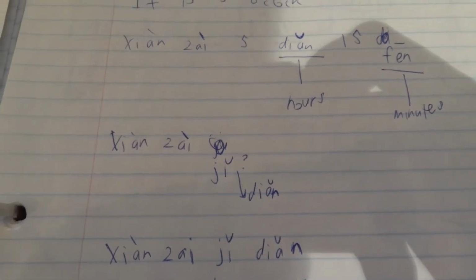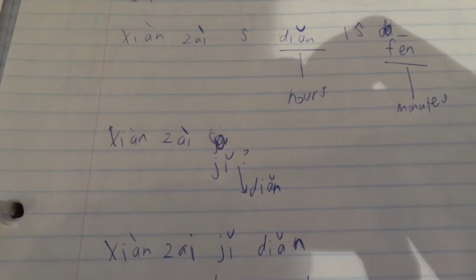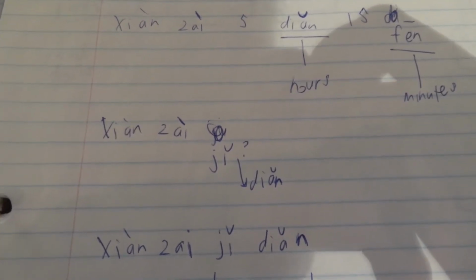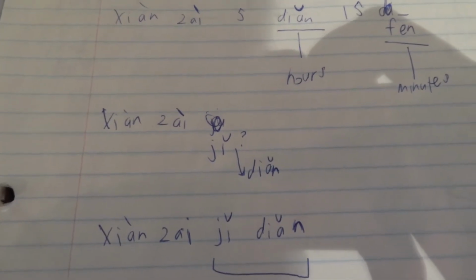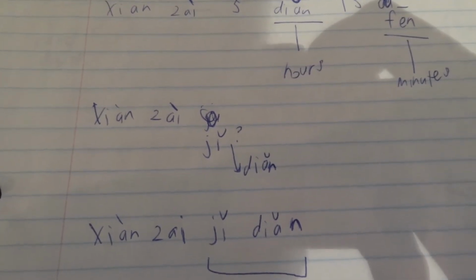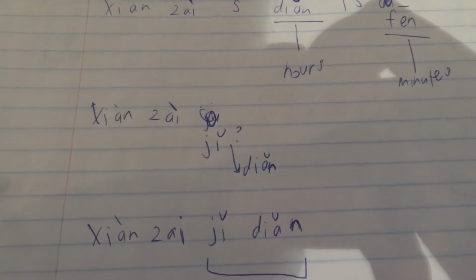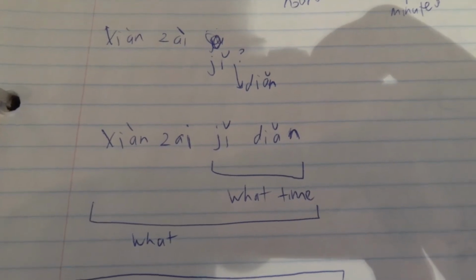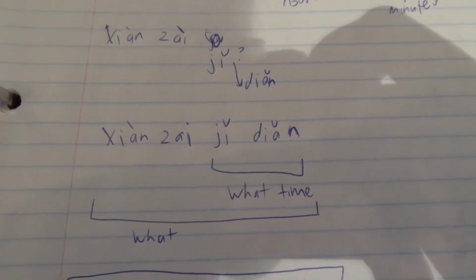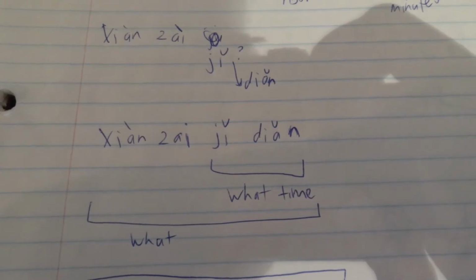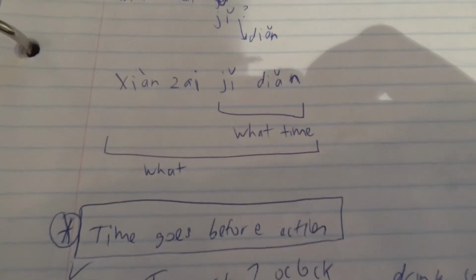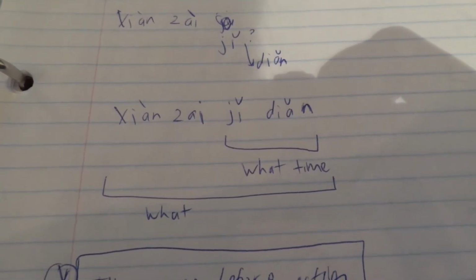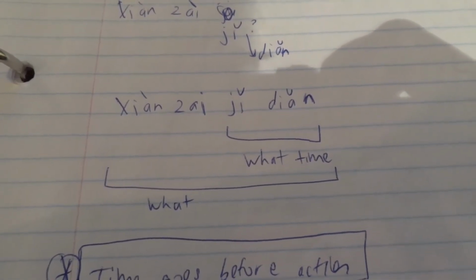If you want to ask, what hour is it? You go, 现在几点? 现在几点? That means what hour is it?